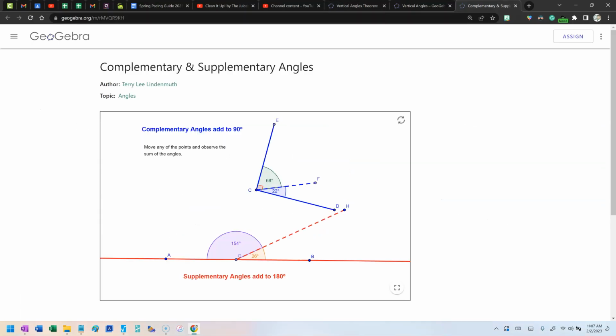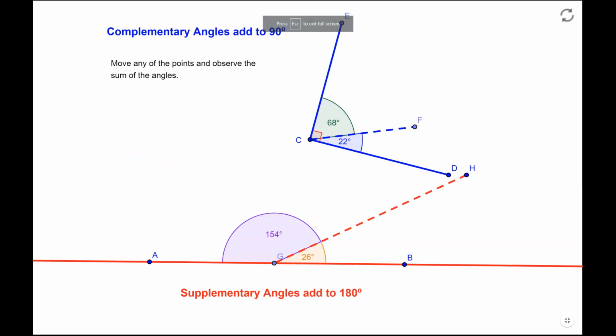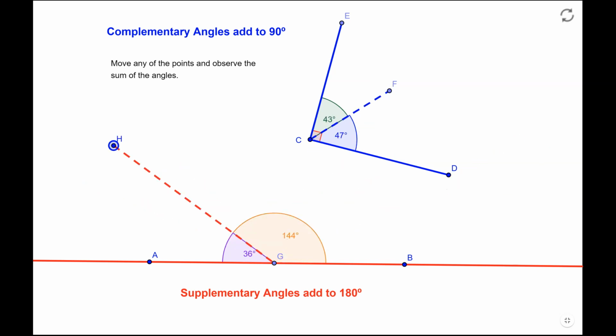All right. Now the next thing that we looked at a lot are these. What does this show? Complementary and supplementary angles. Complementary up here adds up to 90. We see these measures and everything. And then supplementary adds up to 180. They could be turned around though, right? Okay. Any questions about this?